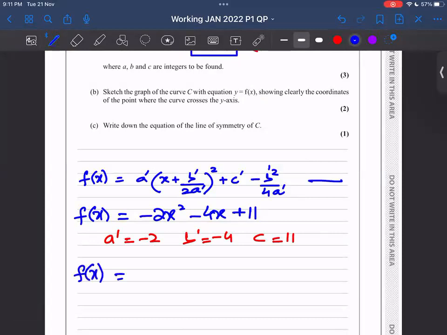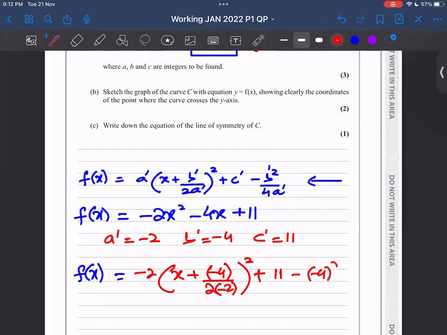in the formula here. A dash is minus 2. The formula is x plus b dash. B dash is minus 4 upon 2 a dash. A dash is minus 2, whole square. Plus c dash. C dash is 11. B dash is minus 4, whole square, upon 4 a dash, where a dash is minus 2.